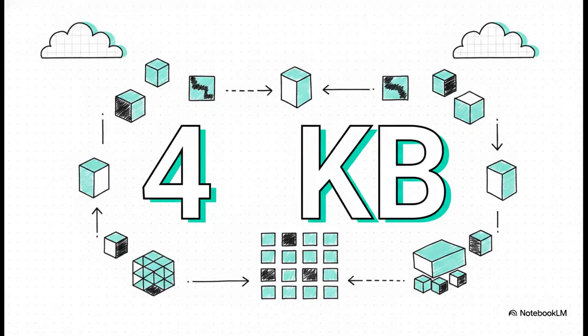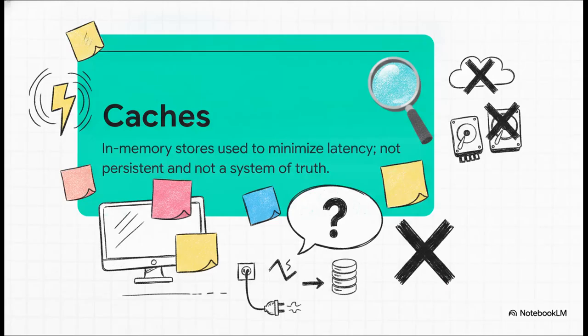And here is a fun, specific piece of architectural trivia for you. While block sizes can technically vary, 4 kilobytes is a standard, fundamental unit size that pretty much all basic block storage systems utilize. Our fourth and final storage type is caches.